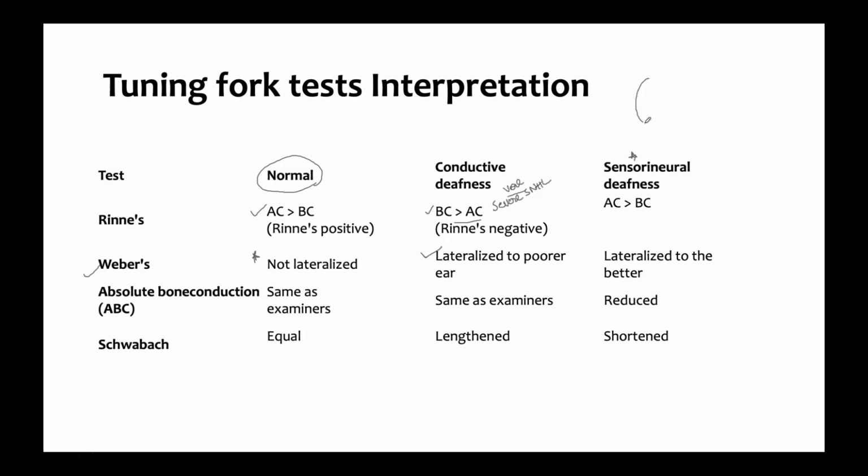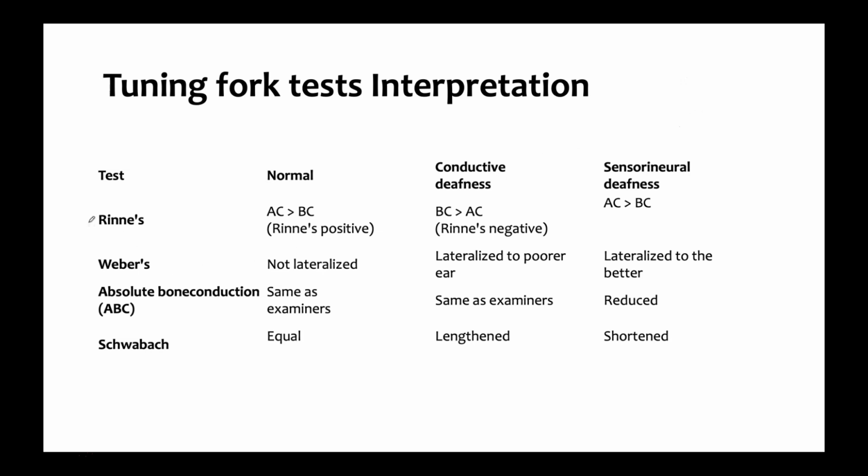Why does it get lateralized to the poorer ear? For example, the patient has right-sided conductive deafness, and the left side is normal. Because there is a conductive deafness, that means sound is not transmitting through the air. So there is a masking effect, and cochlear function is normal. So that's the reason the sound gets lateralized to the poorer ear. And what happens in sensory neuronal hearing loss? For example, if the patient has right-sided sensory neuronal hearing loss, because the cochlear function is gone, there will be a transmission of sound to the opposite ear, that is the better ear.